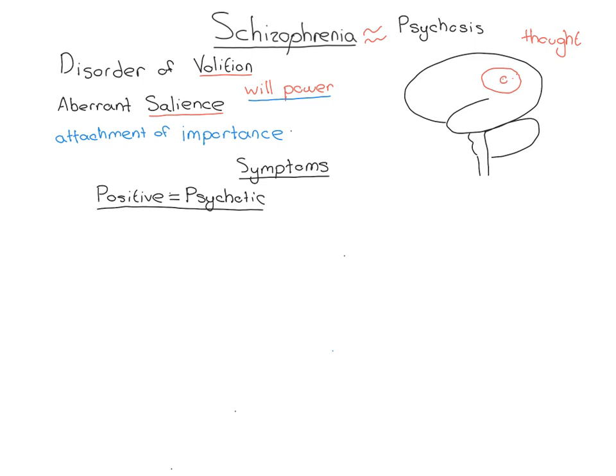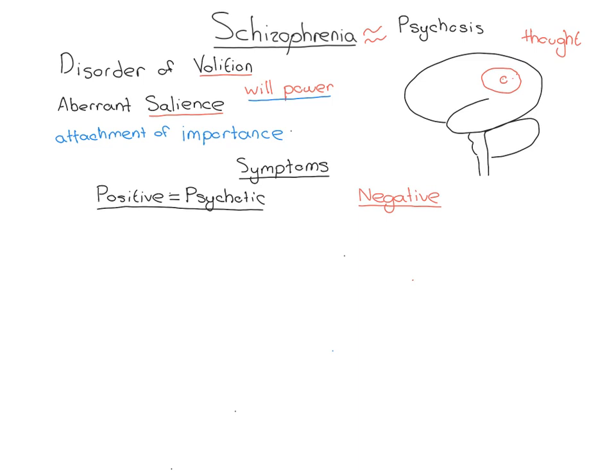Okay, right. So we have the positive or the psychotic symptoms of schizophrenia, and then we also have another class of symptoms, which are the negative symptoms of schizophrenia. Now, what is the difference between the positive and the negative symptoms of schizophrenia? Well, let's think about what we've said about schizophrenia. Schizophrenia is a disorder of volition. It's all about aberrant salience.